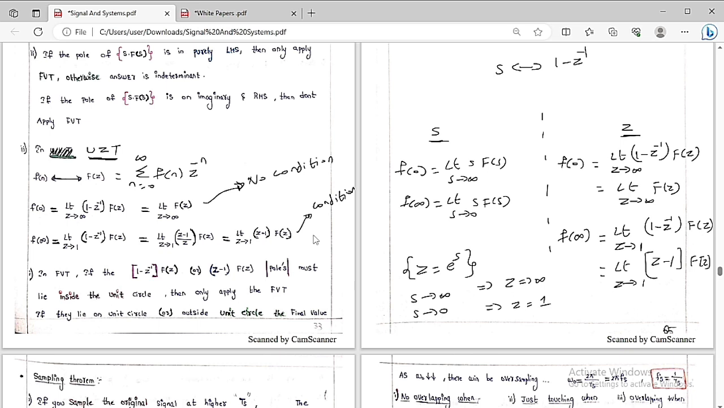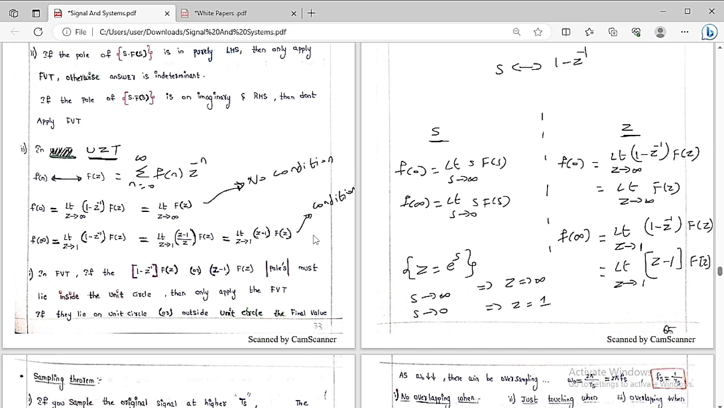But if you want to apply the final value theorem, for 1 minus z to the power of minus 1 into f of z or z minus 1 into f of z, the magnitude of the poles must lie inside the unit circle. They must lie only inside the unit circle. Why is it like this? Suppose they lie inside the unit circle and the ROC is outward, definitely, see, listen carefully, if they lie inside the unit circle, then what is going to happen?